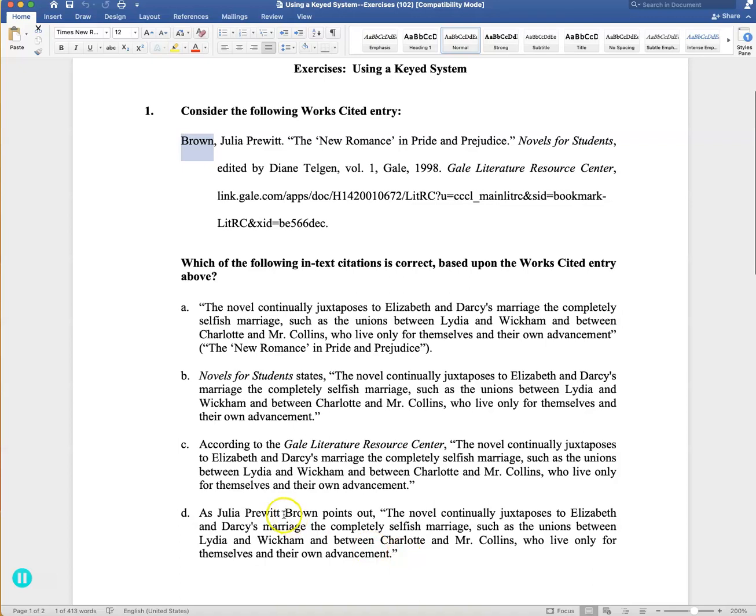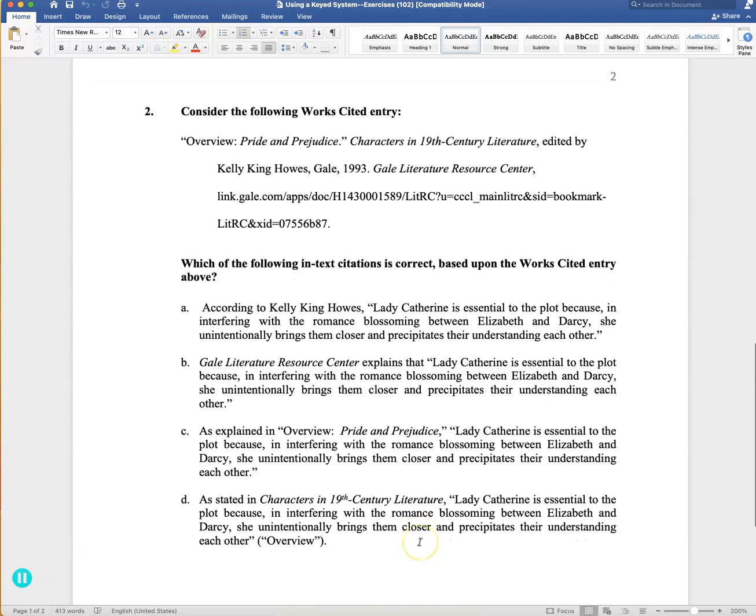So D is the correct one. It has Brown in it, right? And when you have an author, it's pretty easy to do this. You just have some version of Brown says, and then your quote or other information from a source. So in this one, D is correct because it's the only one that matches the first word. Now, that's pretty easy for people to do. When your entry begins with the author's last name, you put the author in, makes sense, not a big problem. Here's where the problem occurs.